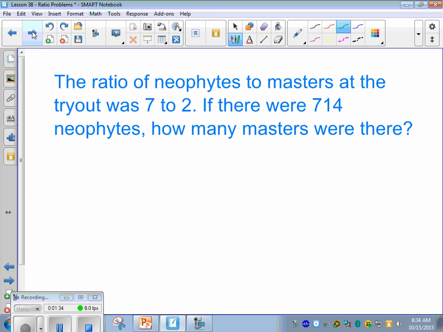All right, the ratio of neophytes to masters at the tryout was 7 to 2. If there were 714 neophytes, how many masters were there? First thing to remember, Mrs. Weber and I didn't write these problems. That's why they always have these really weird words. So you'll see that in your book also. Don't worry if you don't know what the word is. We're just going to solve it anyways.